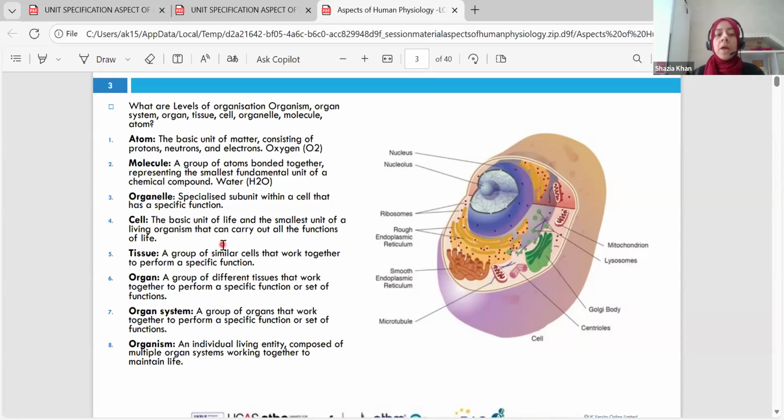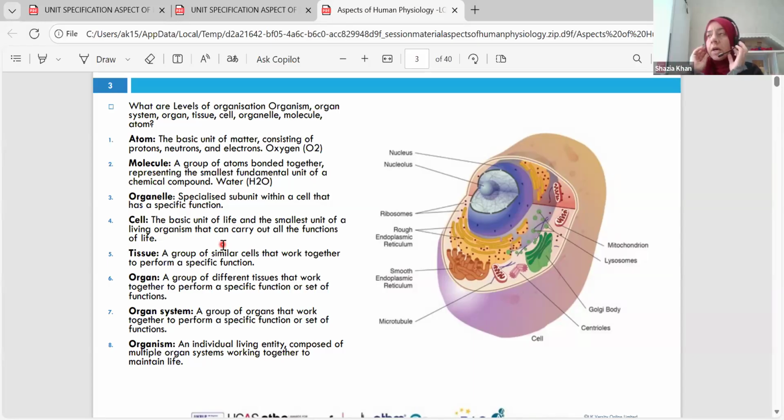They're all tissues. And then comes more complex, an organ, a group of different tissues. So we had a cell going towards amalgamation, joining together to perform a function, that's a tissue, and then tissues join together to form an organ. So a group of different tissues that work together to perform a specific function or set of functions is known as an organ. Then we go to an organ system, more complex. So different organs work together to perform a specific set of functions.